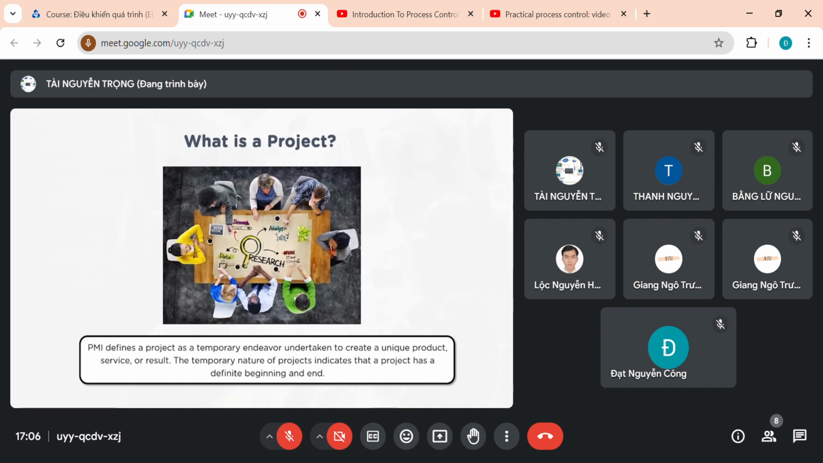When we say there is a definite beginning and end, every project starts at a certain point in time and ends at a certain point in time. That is the reason it is temporary in nature. It is not an ongoing business activity, right? So every project will have a life cycle, a beginning and end. From start until the result, service or product which comes as an output of the project life cycle is delivered, the project life cycle is not ended.